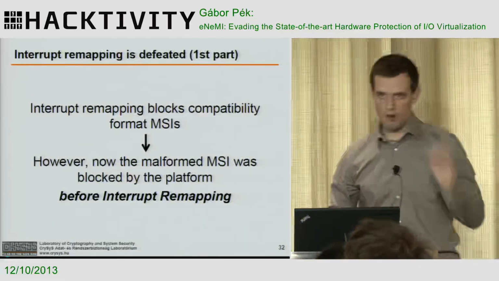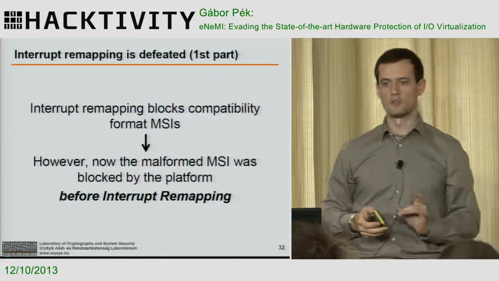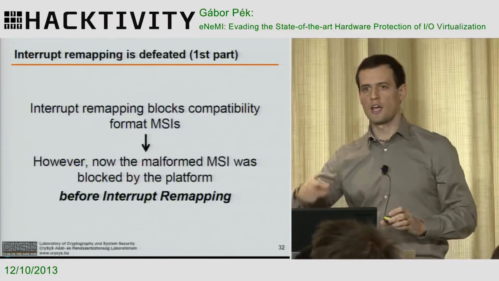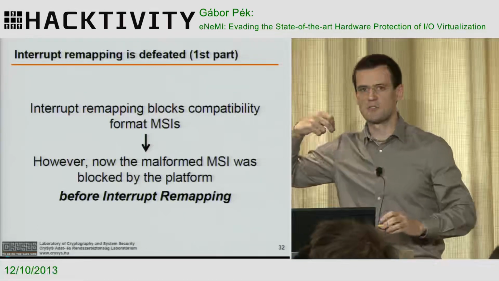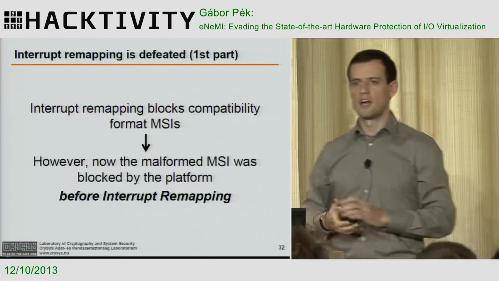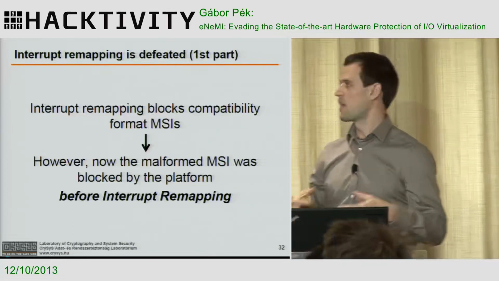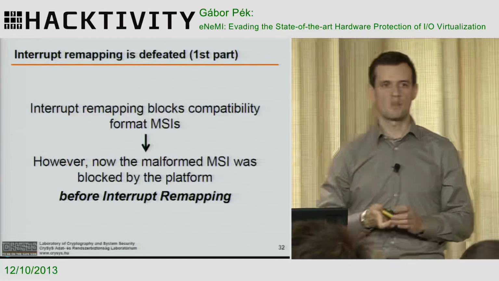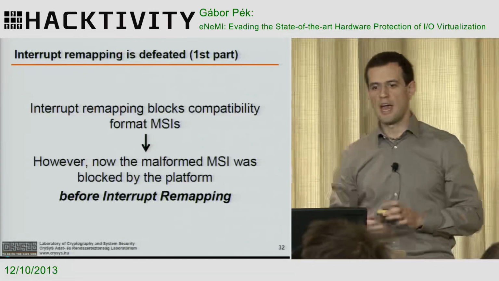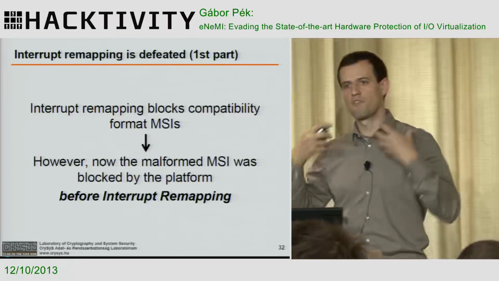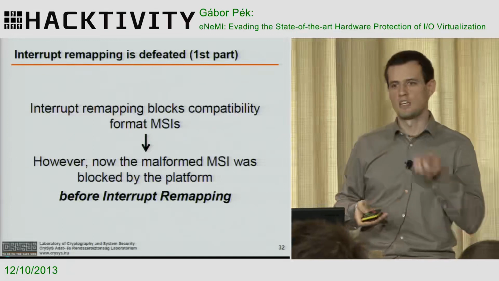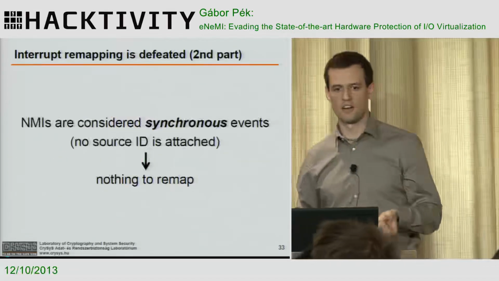So interrupt remapping is present, as I told you, but this is defeated. How? I create something that seems to be like a compatibility format MSI request, but it is not that. The platform realizes that I want to create something malformed, so it blocks it before interrupt remapping happens. So interrupt remapping is there, but not there.